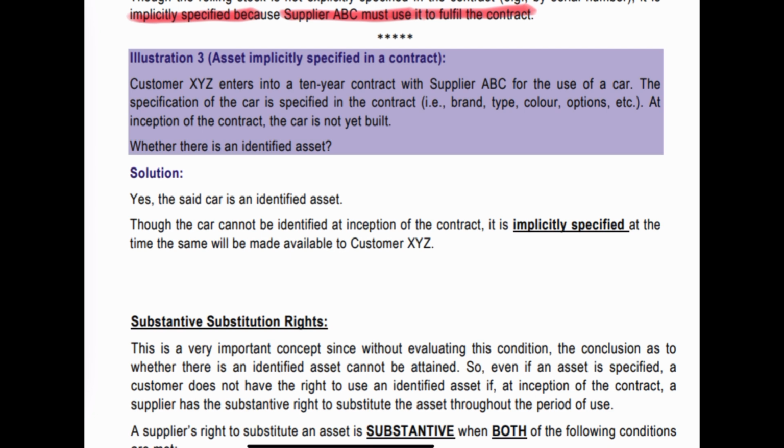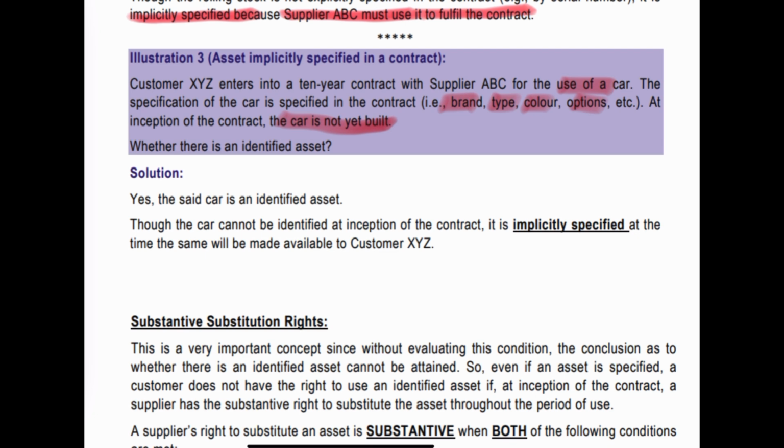So here the asset is implicitly specified in a contract. Customer XYZ enters into a 10-year contract with supplier ABC for the use of a car. So here the car is the identified asset. The specification of the car is specified in the contract. The brand name is specified, type is specified, color is specified, options, etc. are all specified. At the inception of the contract, the car is not yet built, but all the specifications have been specified.